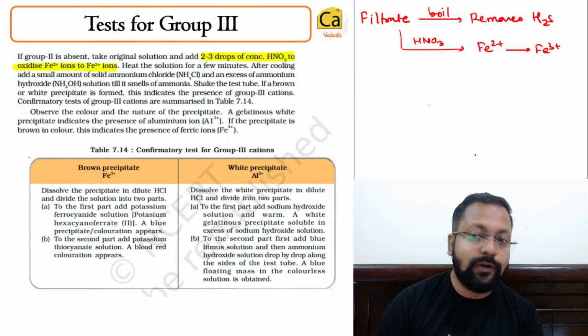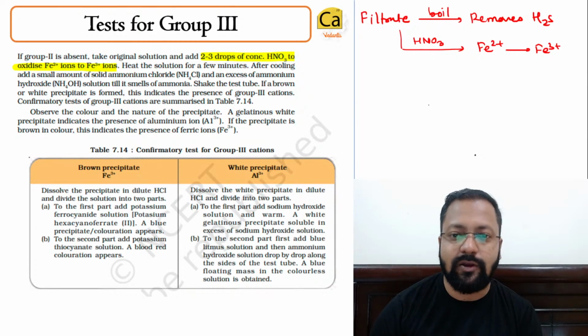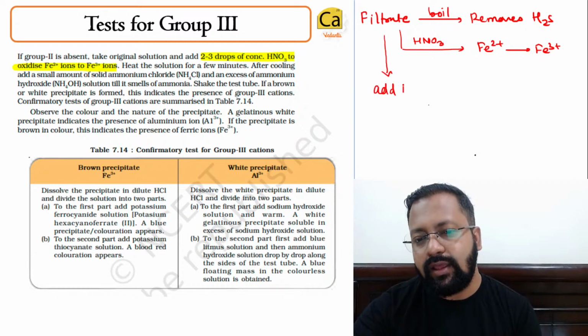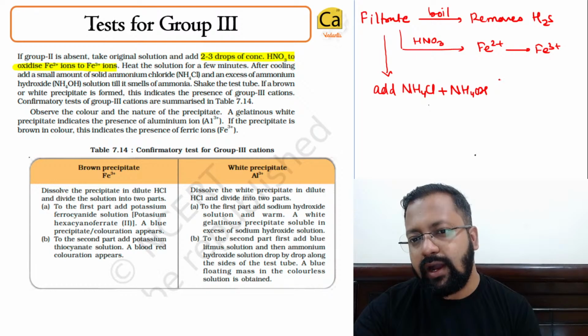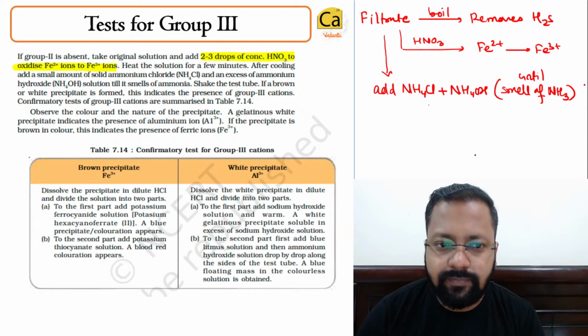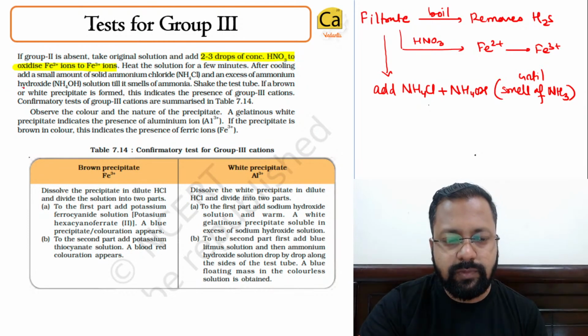The group 3 test has to be done in a basic medium. So you take this solution and add NH4Cl plus NH4OH until there is a smell of ammonia. Okay? Till the solution smells of ammonia.